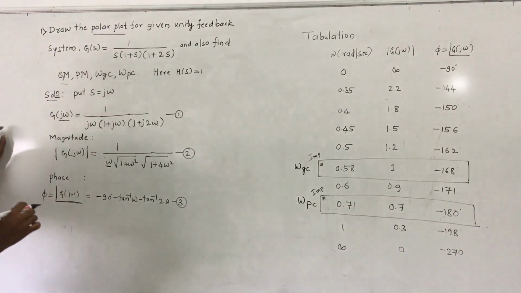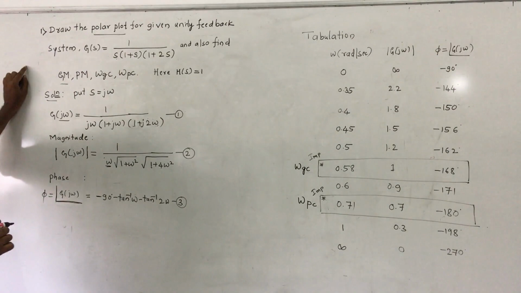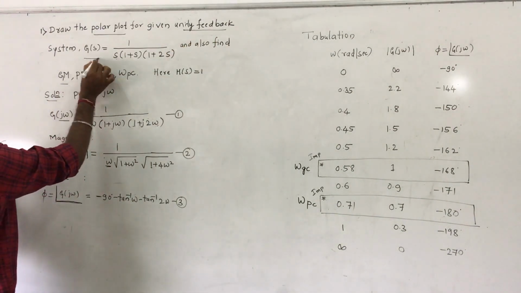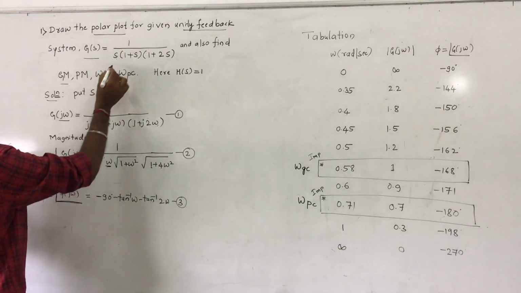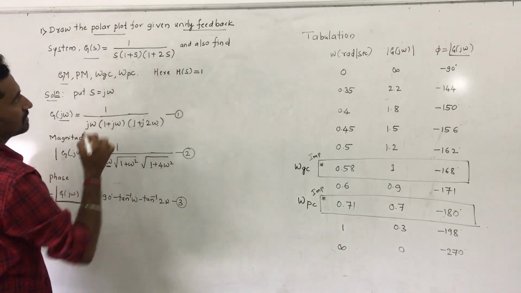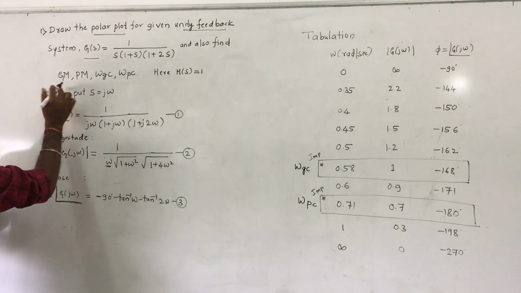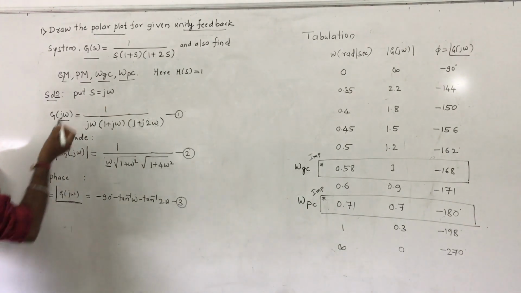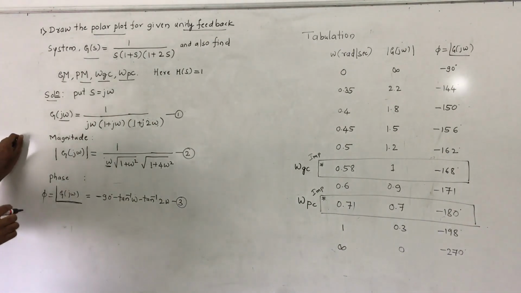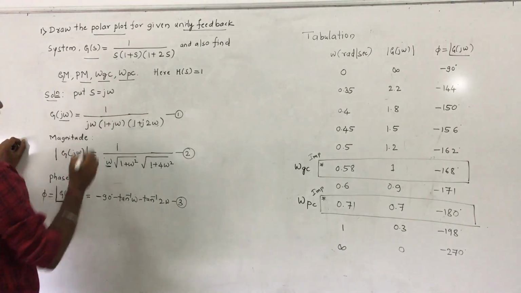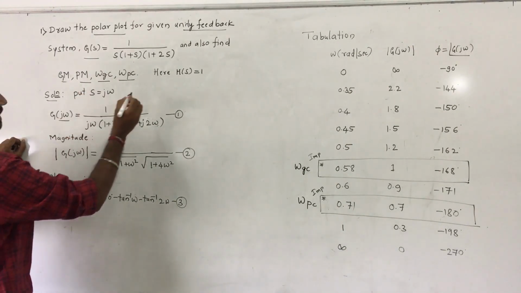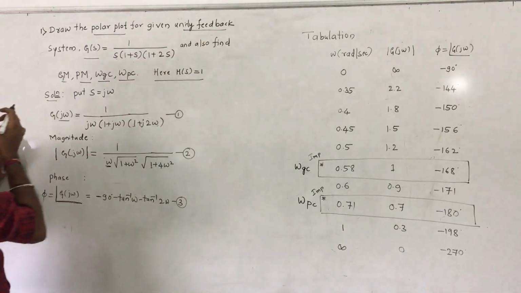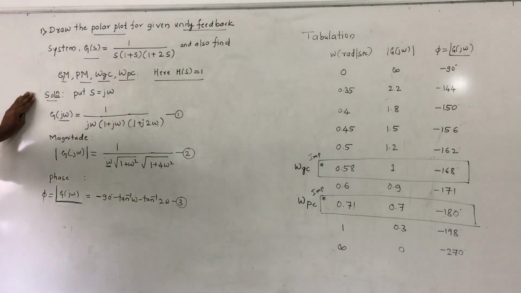The problem definition goes in this way. Draw the polar plot for a given unity feedback system whose G(s) is equal to 1 by s(1 plus s)(1 plus 2s), and also find gain margin, phase margin, omega gc and omega pc. Omega gc means gain crossover frequency, omega pc means phase crossover frequency. Here unity feedback is mentioned, which means H(s) will be 1. Okay, so we will go through the solution and how exactly the flow goes.